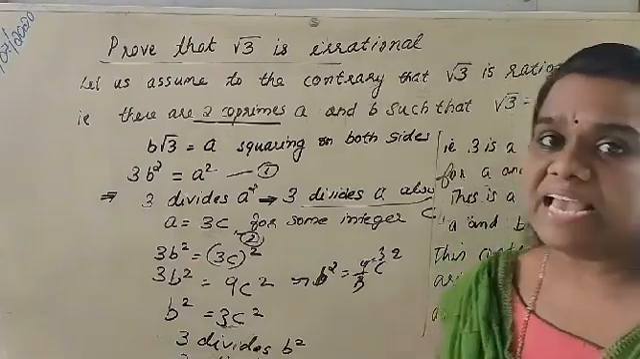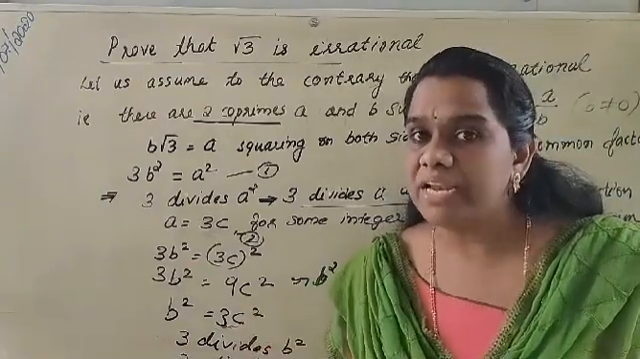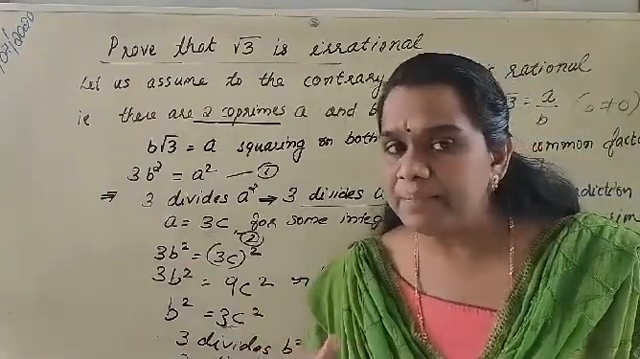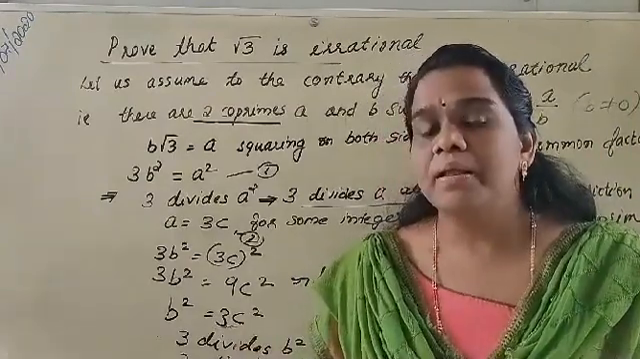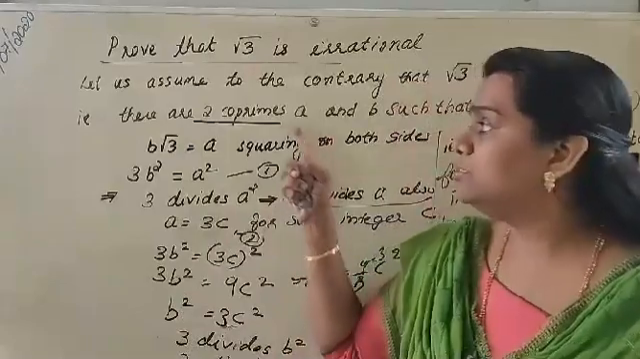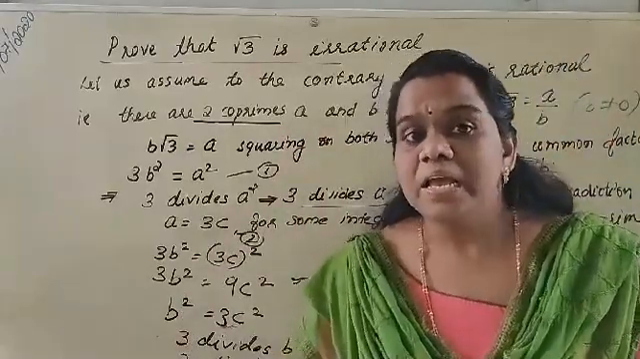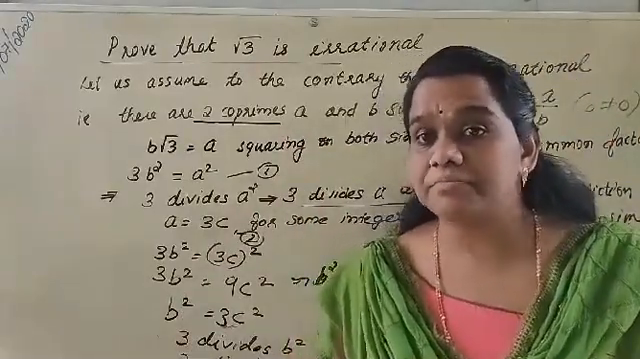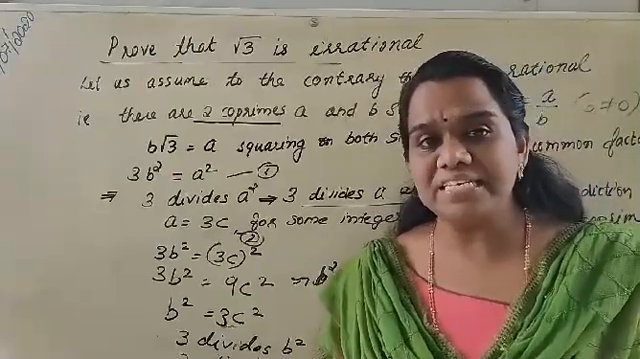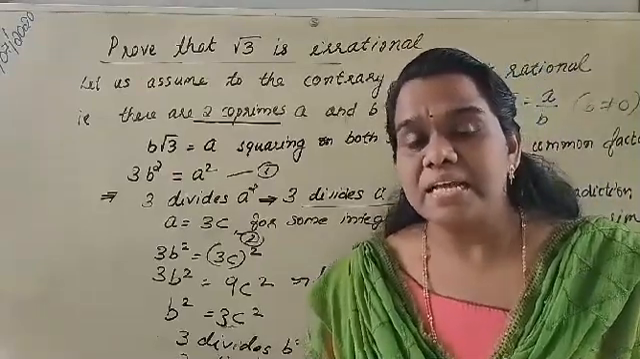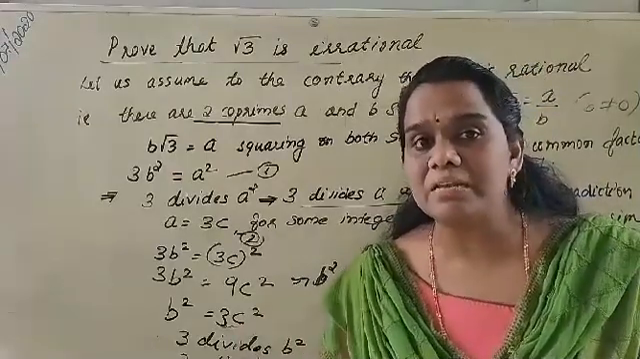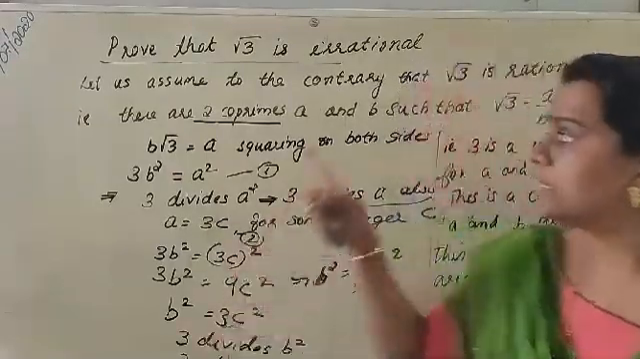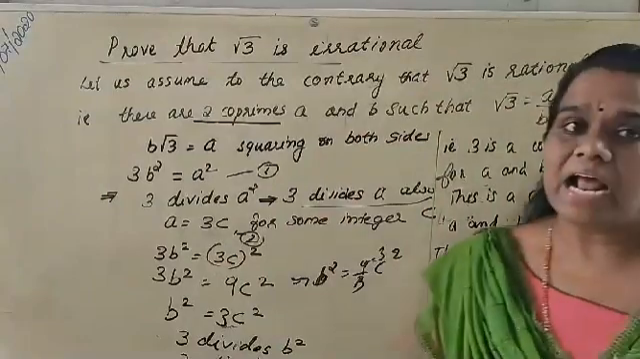But 3 divides a and 3 divides b. If 3 divides a and b, that means 3 is a common factor for a and b. This is not possible because we have already taken a and b as co-primes. So why did we get this? This contradiction has arisen due to the incorrect assumption. What was our incorrect assumption? Root 2 is a rational number.